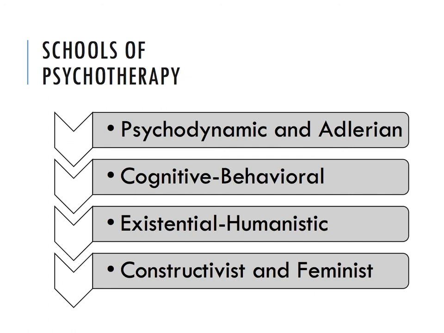So again, just to return to the brief overview of the schools of psychotherapy that we're going to be covering this semester. Like I said earlier, psychodynamic and Adlerian theory were really the first to develop historically, and we'll be discussing those today. The next ones that will be coming up will obviously be the cognitive behavioral, followed by the existential humanistic, and then lastly the constructivist and feminist.